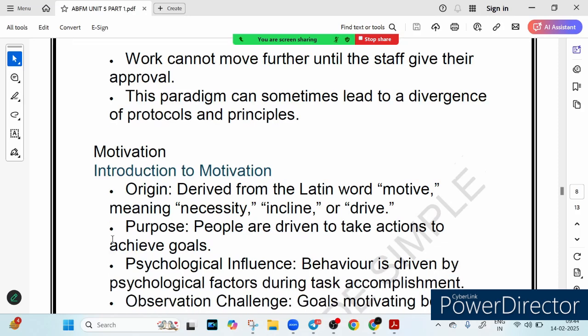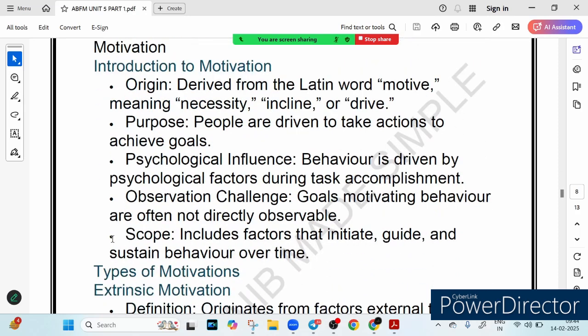So that is all about the leadership part. Now let's talk about the motivation part. Super important thing. So friends, have you ever wondered why some people stay super focused while others struggle to even start? Let's break it down in the simplest way possible.